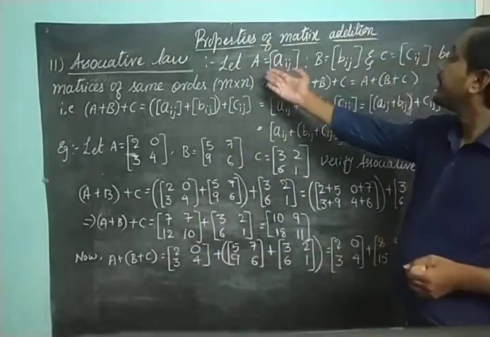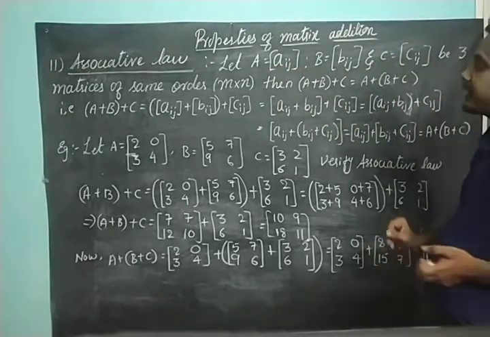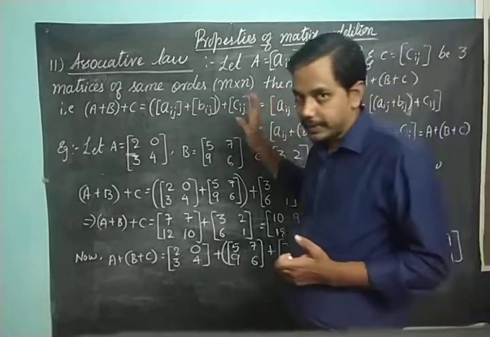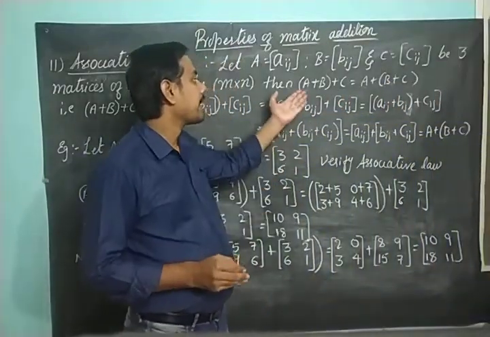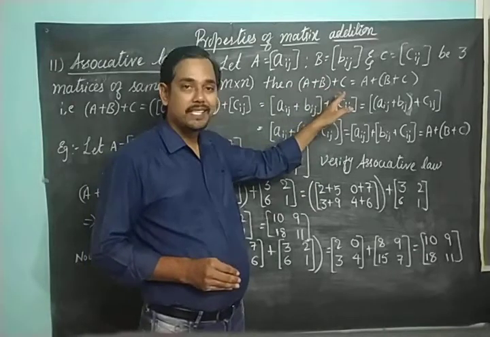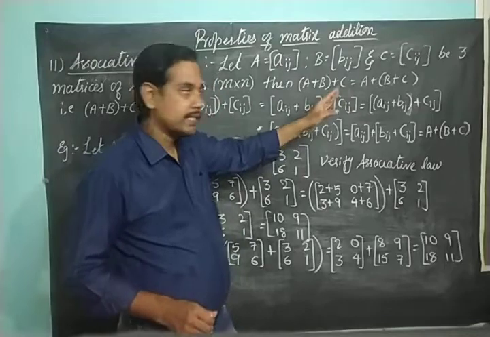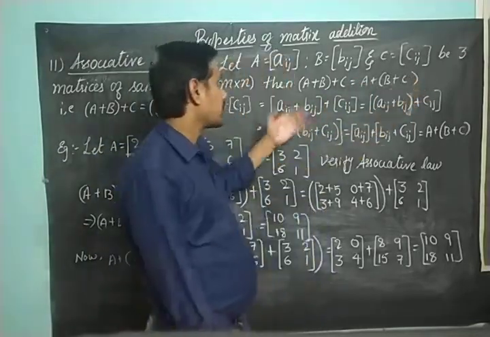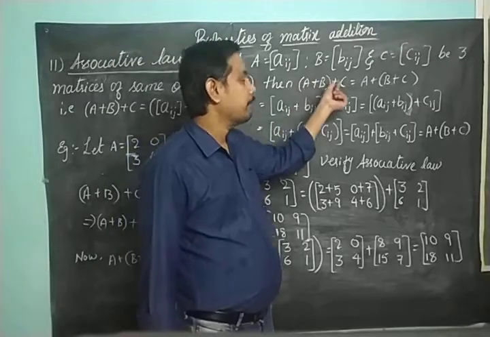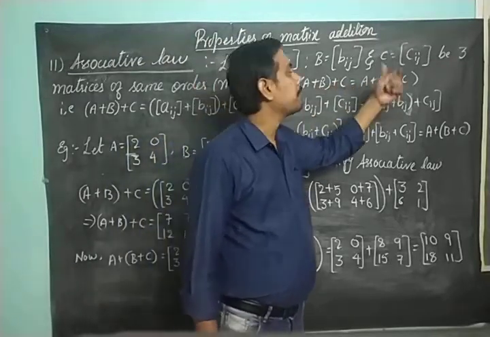So if A = [aij], B = [bij] and C = [cij] are three matrices of the same order, that is, if it is m cross n, then I can write (A + B) + C equal to A + (B + C). Observe it. What is it saying? (A + B) + C is equal to A + (B + C).